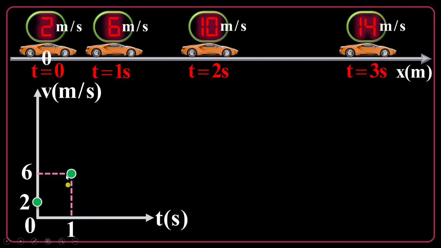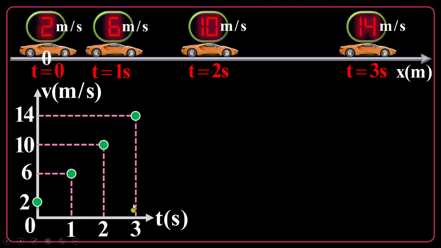And then at t equals 1, the velocity is 6. T equals 2, the velocity is 10. And t equals 3, the velocity is 14. If I connect those data points, I will get a line. This line has a special constant slope, which must be 4. Why? Because acceleration is 4. And the slope of VT graph is acceleration.